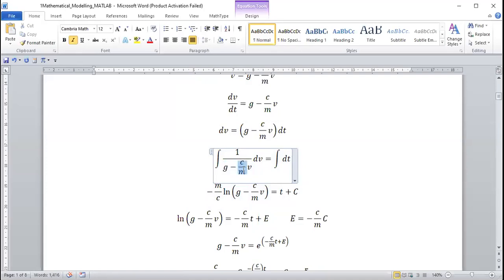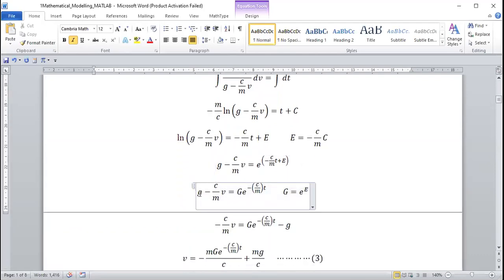Then the coefficient of v is minus c/m, and it's 1 divided by minus c/m. So that's why we have minus m/c. Then after that, we arrive at this equation. Then when you multiply both sides by c divided by m, we are going to arrive at this equation. Then when you find the exponential of both sides of the equation, you arrive at this equation.